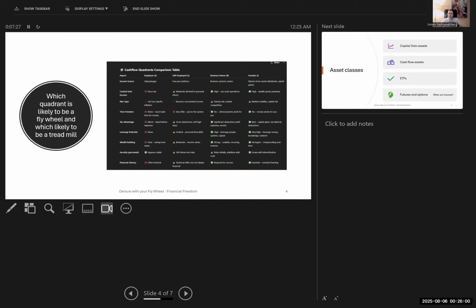But the fact is, the employee class as well as the self-employed class will always have a treadmill to live with. Whereas a business owner and an investor will eventually land up in that of a flywheel. So, what is the mindset and why do we feel that way? How do they get to spend their time? What is their opinion of risk? All those psychological aspects we covered in the earlier discussions.